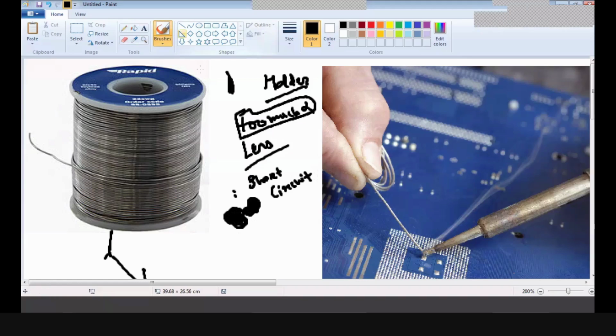How much wire is required, of what quantity, comes with practice. If you practice, you will get an idea of how much solder you need to apply.